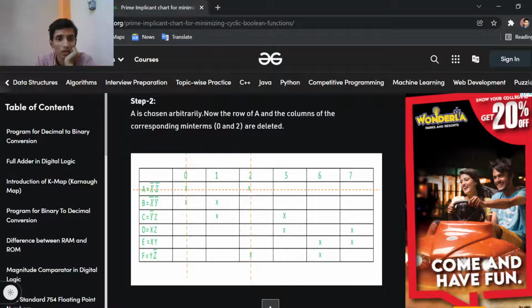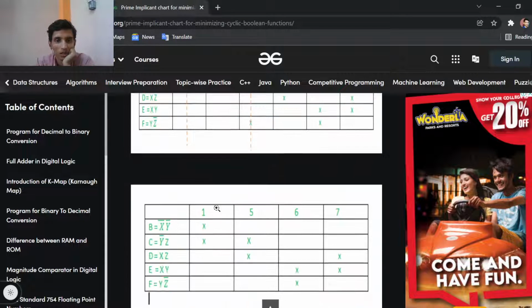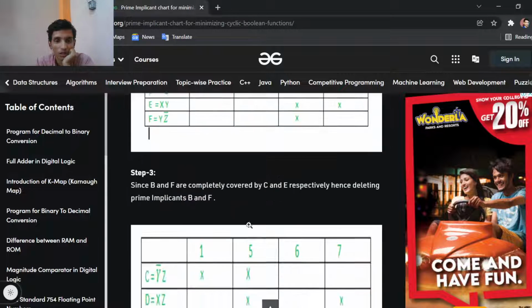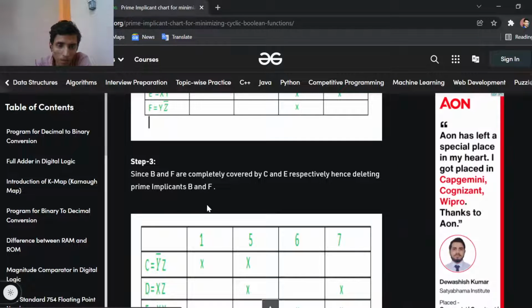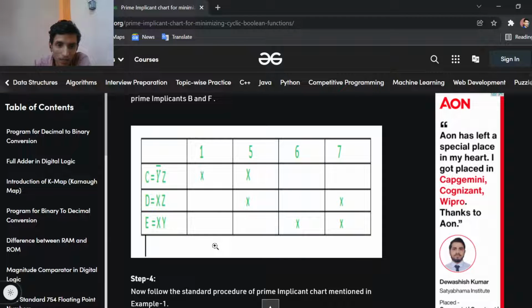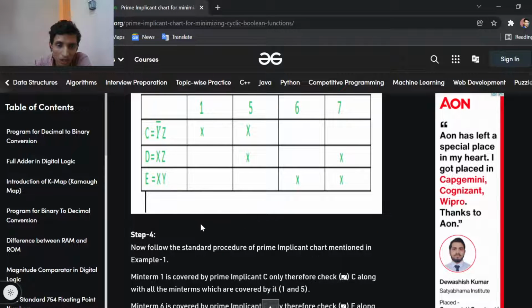Now step 2 would be, A is chosen arbitrarily. Now the row of A and the columns of the corresponding minterms 0 and 2, which A is covering, must be deleted, both rows and columns. After the deletion, we'll get this chart. Step 3 would be, since B and F are completely covered by C and E respectively, we delete prime implicants B and F, and after that we'll get this chart.